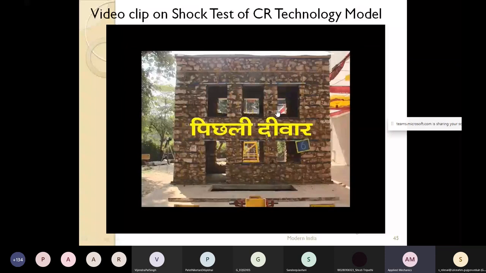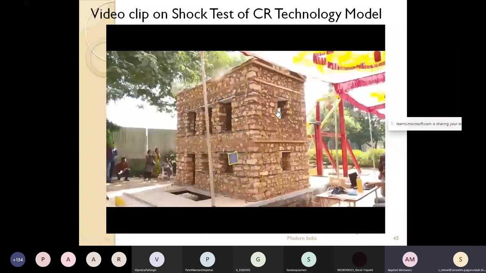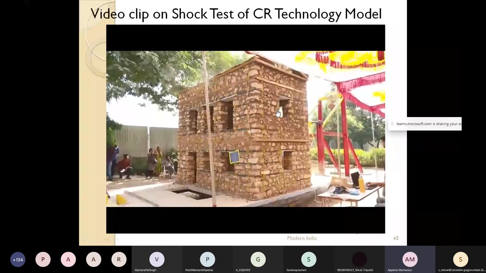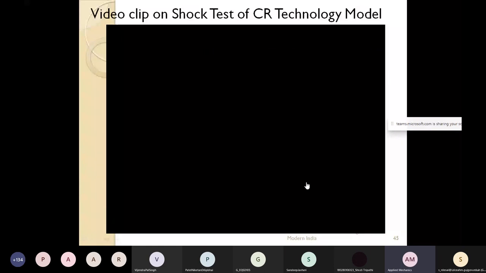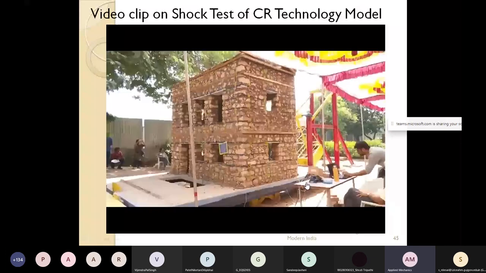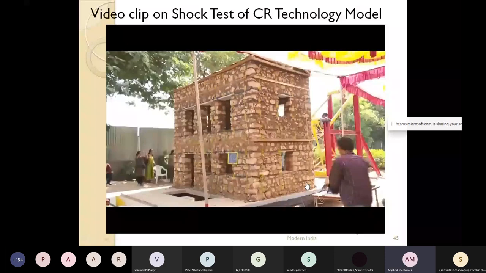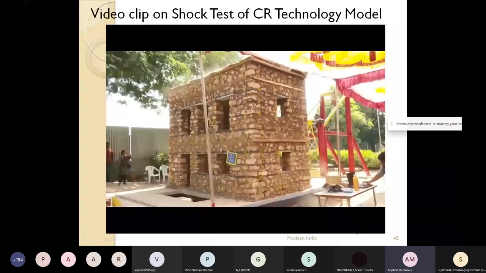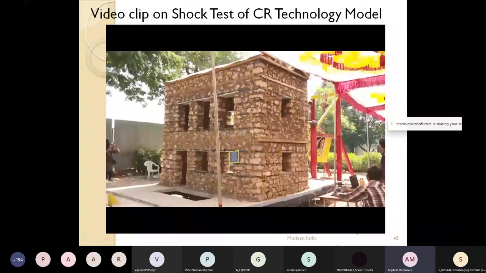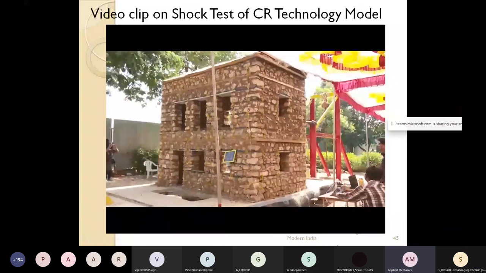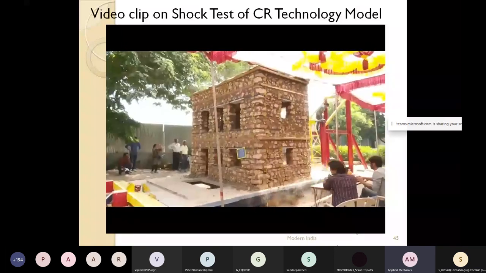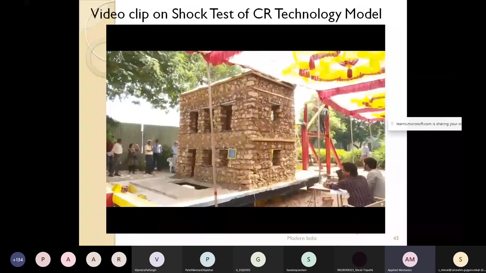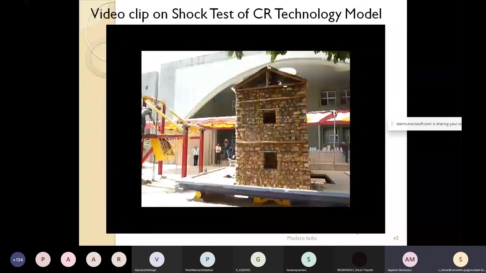Hello, sir. Sir, we are not getting audio from the video clip. Sorry? Audio is not clear. There is no audio in the video clip. We can't listen. We can just see the video, but the audio is not possible. Yeah, no.